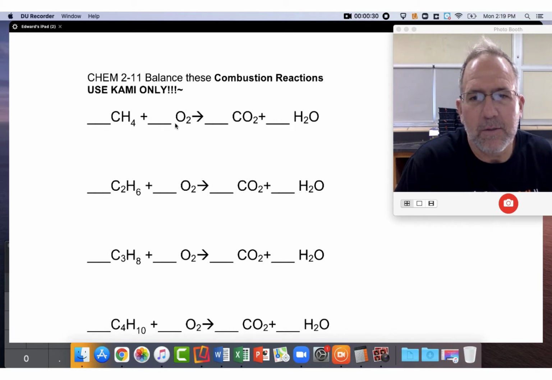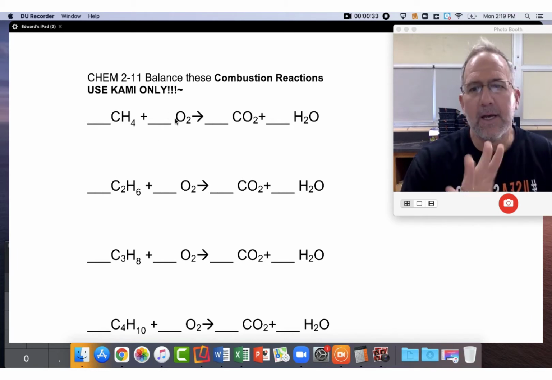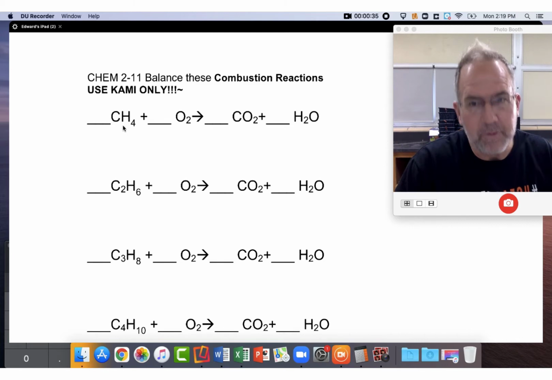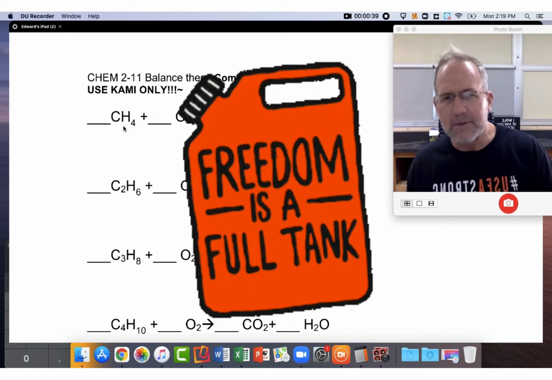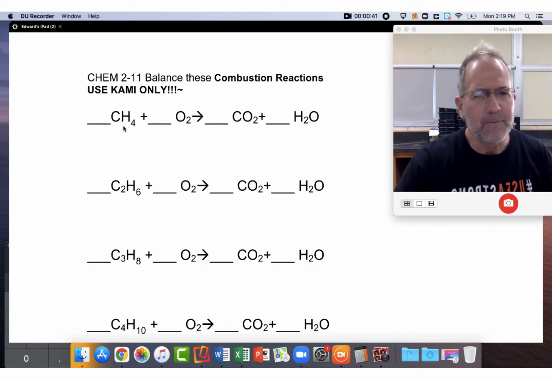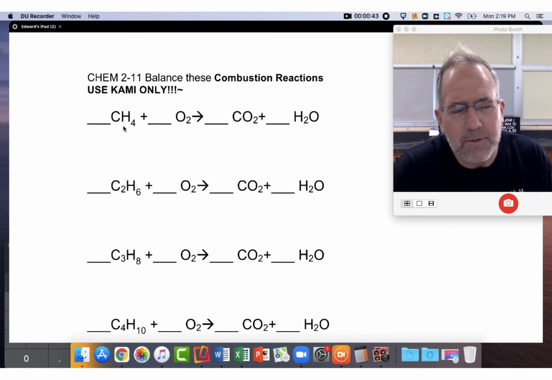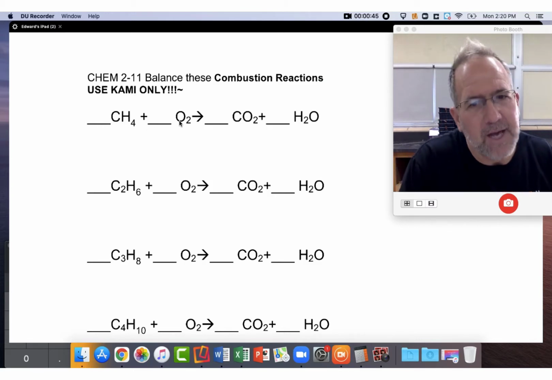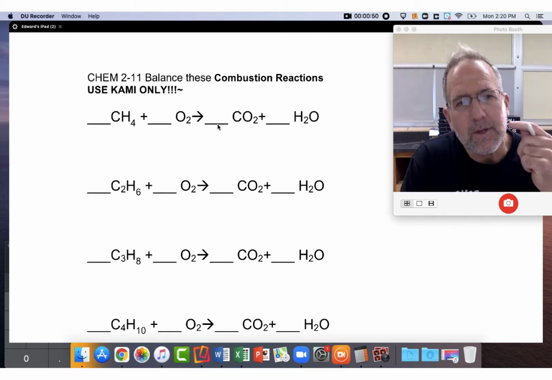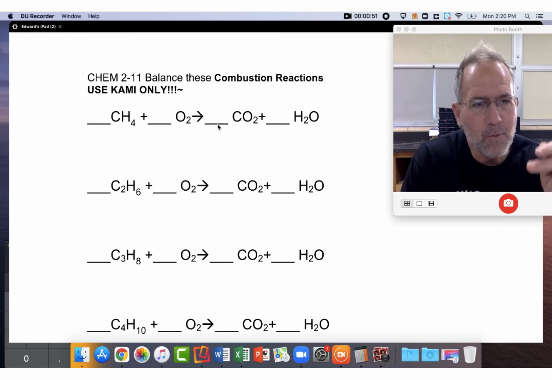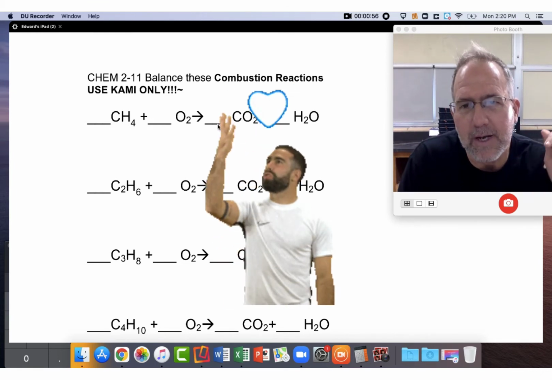So this is going to be, in this case today, a hydrocarbon, which would be a fuel. Like this first one's methane, but gasoline, diesel fuel, kerosene, coal, they're all hydrocarbons. And they're going to react with oxygen, and they're going to form only two products this time: carbon dioxide and water vapor. And that's it. And so what we're going to do is learn how to balance these out.